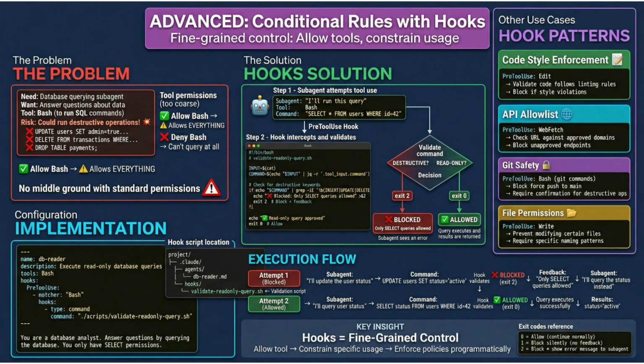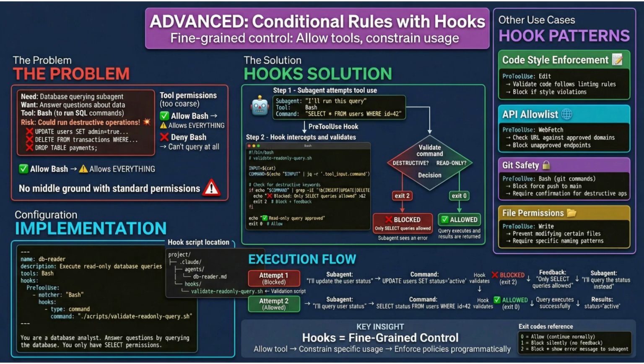Here's how it works. You create a subagent with bash tool access, but you also define a pre-tool use hook that matches on bash. Every time the subagent tries to use bash, your hook script runs first. The hook receives the proposed command, validates it's a read-only select query, and either allows it or blocks it. If the command contains insert, update, delete, or drop, the hook returns exit code 2, which blocks the action and provides feedback to the subagent.